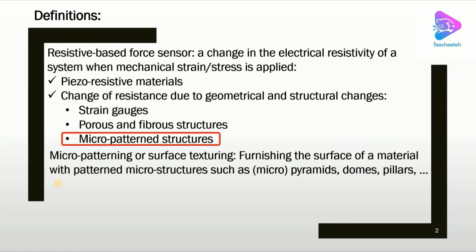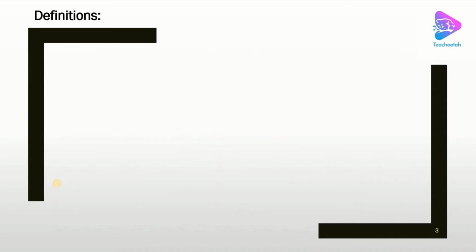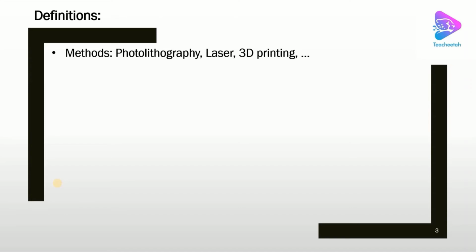So what is micro-patterning? Micro-patterning or surface texturing means that we furnish or improve the surface of a material by patterning the surface with microstructures. For example, applying micropyramids, microdomes, micropillars, and so on. These are some examples of applying micropatterns to a structure. The micropatterning can be done through different methods such as photolithography or soft lithography, laser printing, 3D printing, and so on. It may require specific procedures.